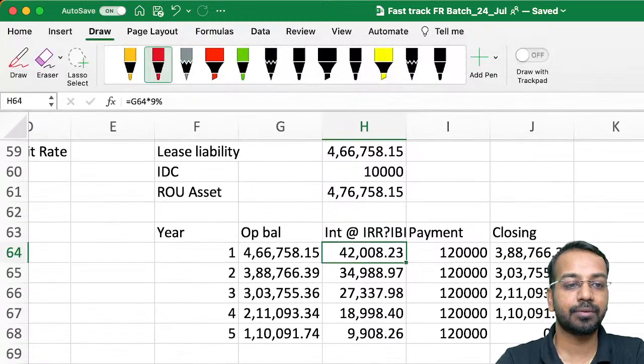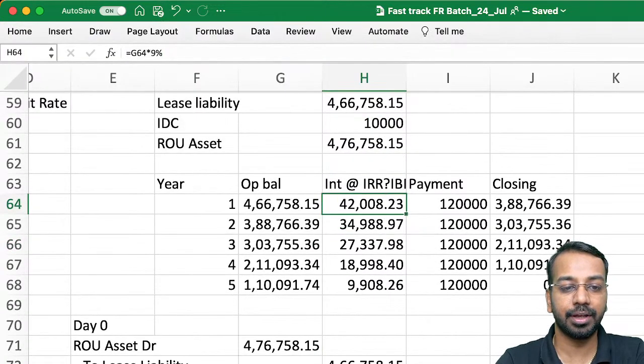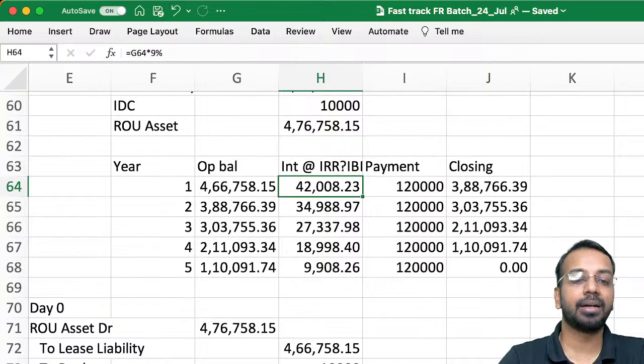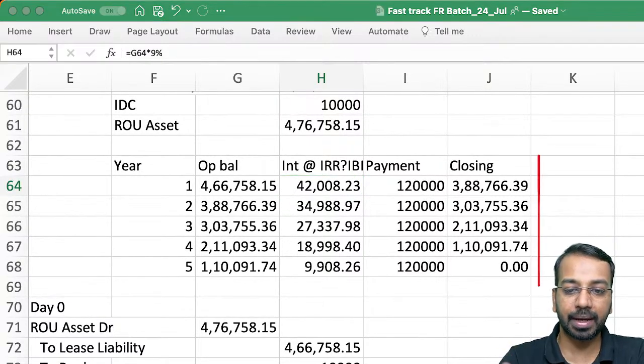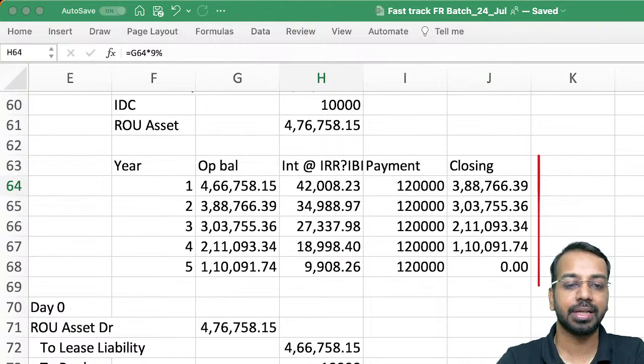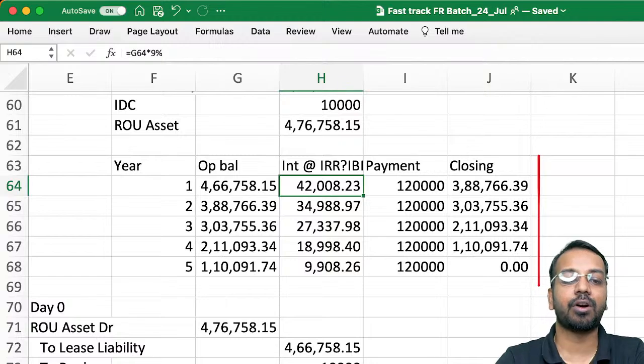Now, interest expense, if you see, we have calculated here for every year. So whenever you have a lease related question, this table is very, very important. If you prepare this table, after that, it is not at all difficult to pass the journal entry. Now, as per this, our expense is 42,008, right?